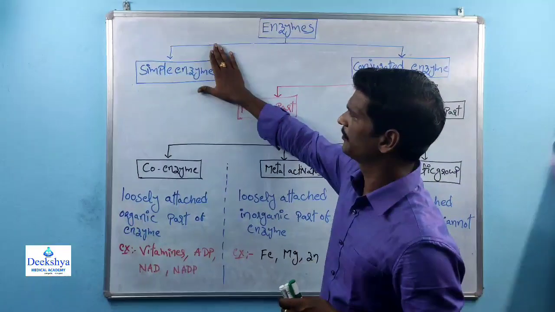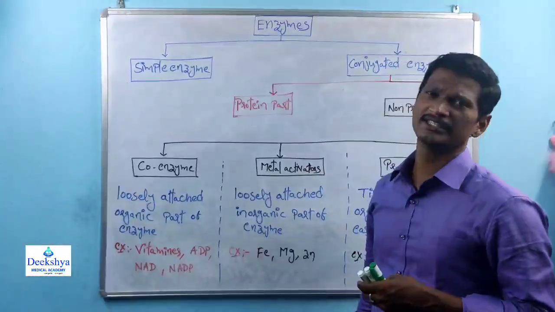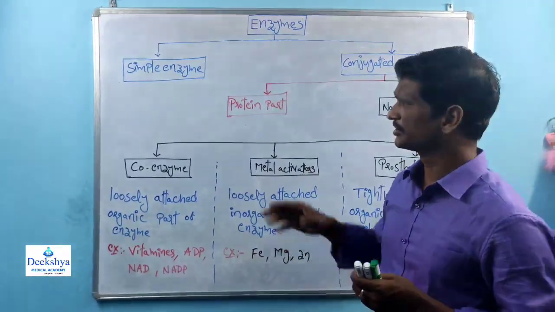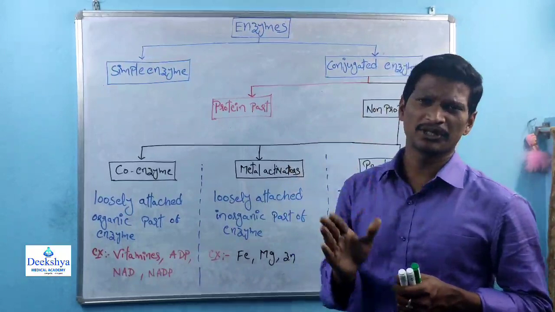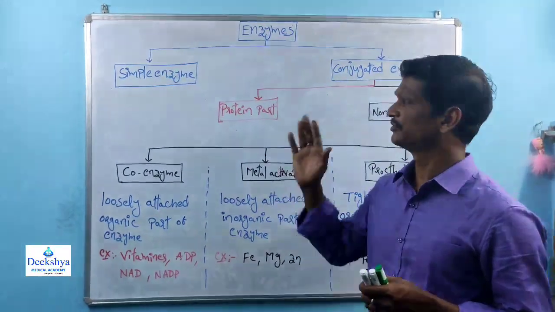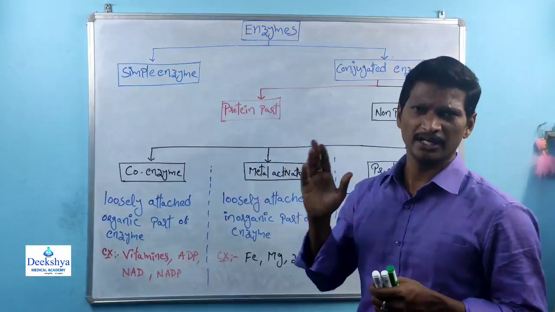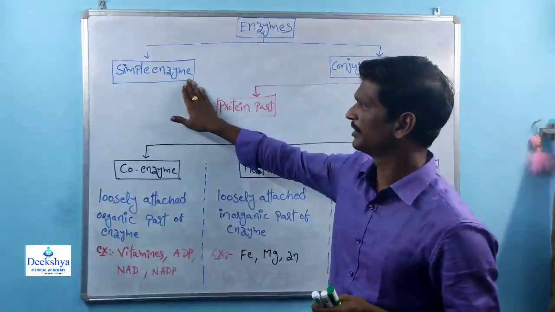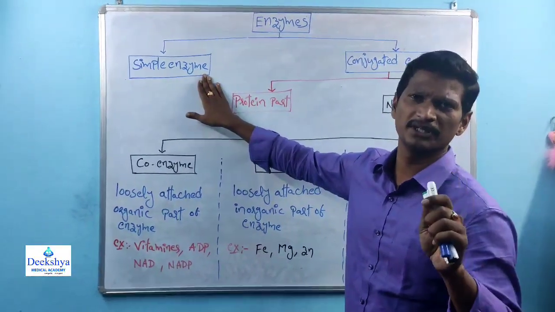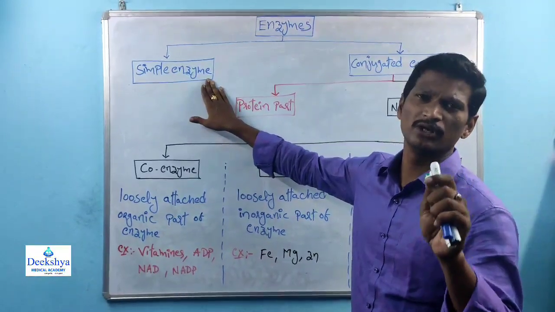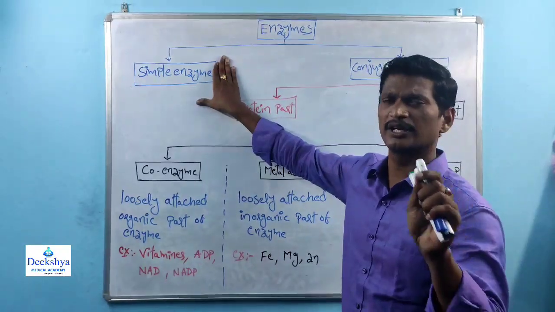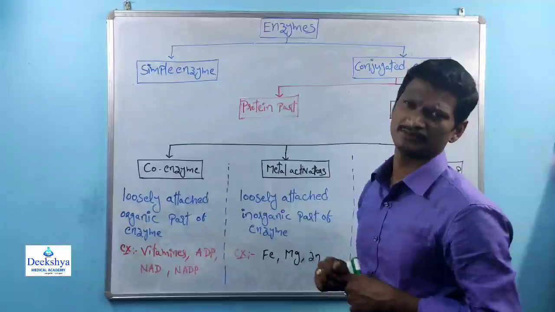The very first type of enzymes are called simple enzymes. Most of the enzymes are simple enzymes. Simple enzymes are enzymes that are made up of only amino acids, that is, only the protein part. That kind of enzymes are called simple enzymes.